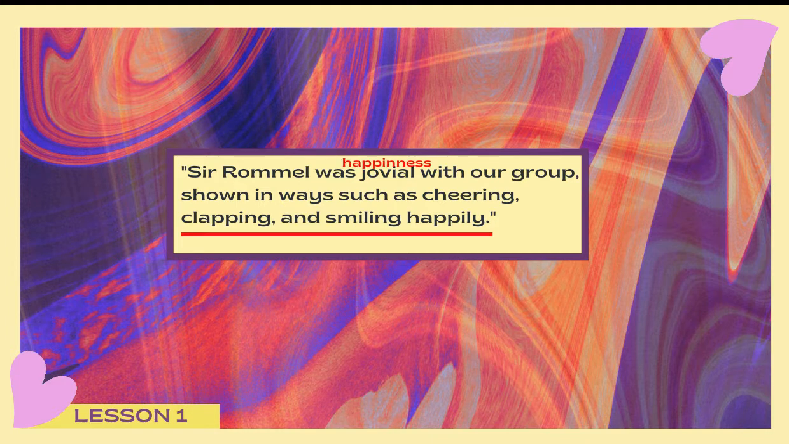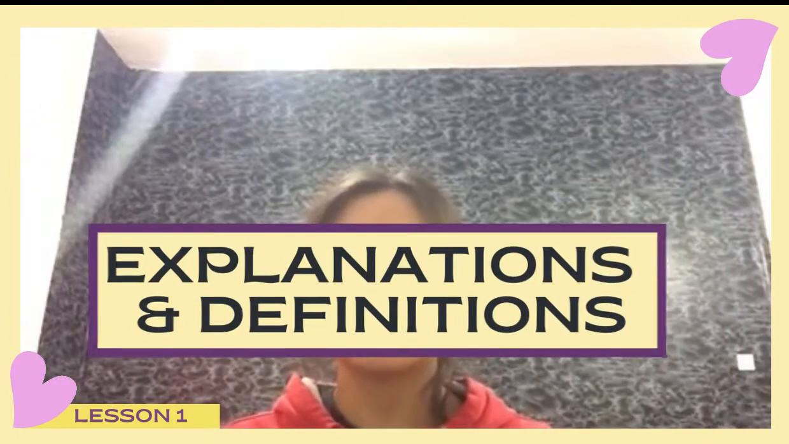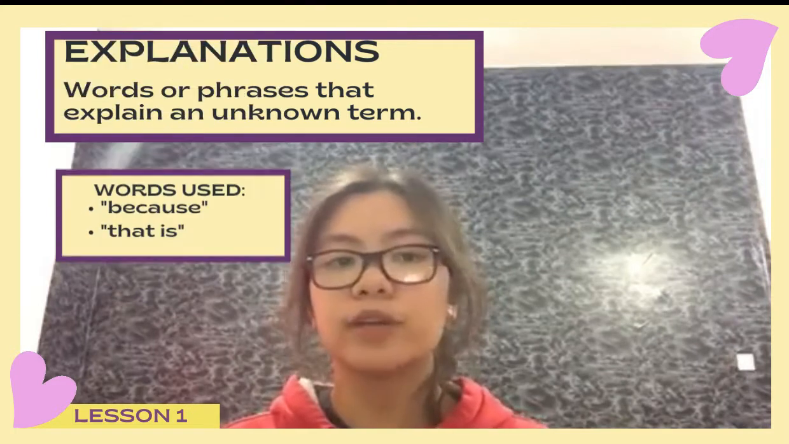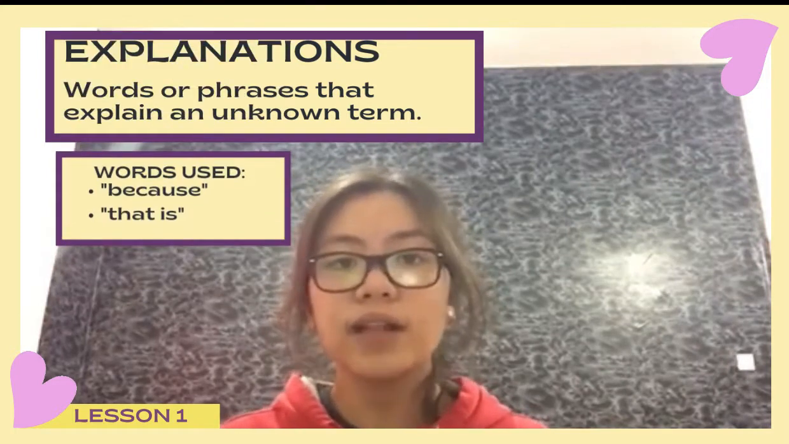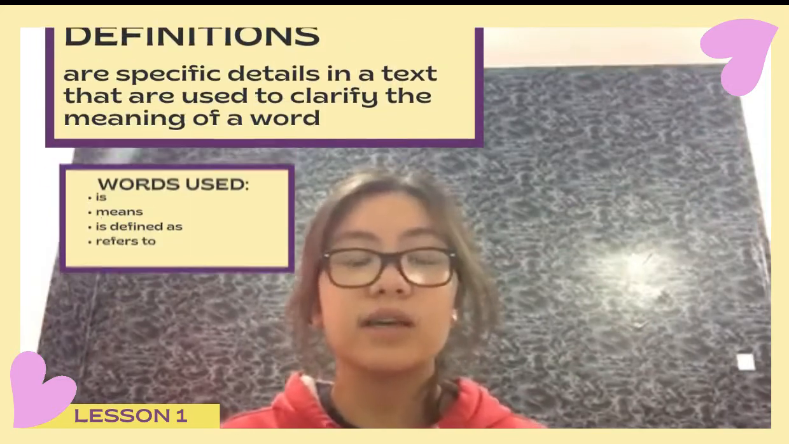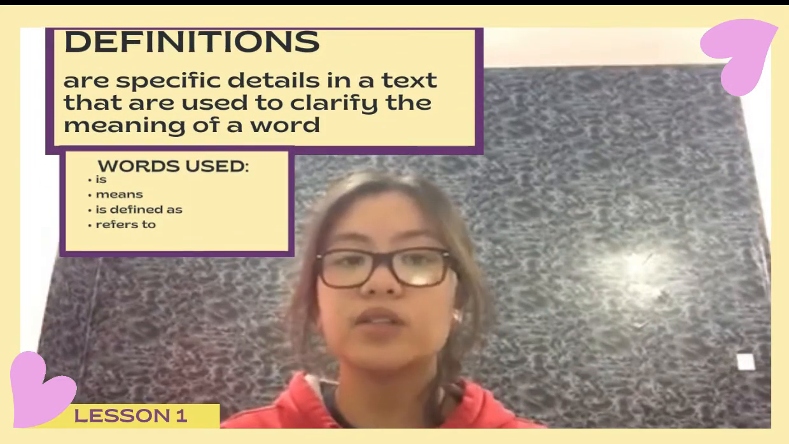You can understand that the word jovial means happy, as it can be defined by the examples cheering, clapping, and smiling happily. We then have the skills of comprehending explanations and definitions. Explanation may be stuck into a sentence that explains an unknown term, showing that the phrase is because and that is follows a word with further explanation.